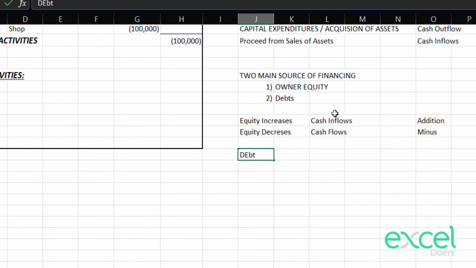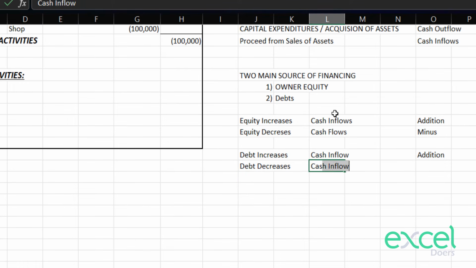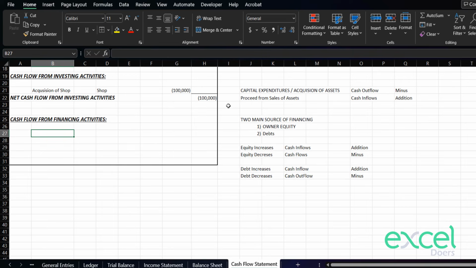Similarly, if debt increases, it means you have taken a loan. Whenever you take the loan, the money will come into your business and cash inflows, and that means you will do the addition in the cash flow. And whenever the debt decreases, for example, you are settling it back, then cash outflows, and that is the minus situation, right?